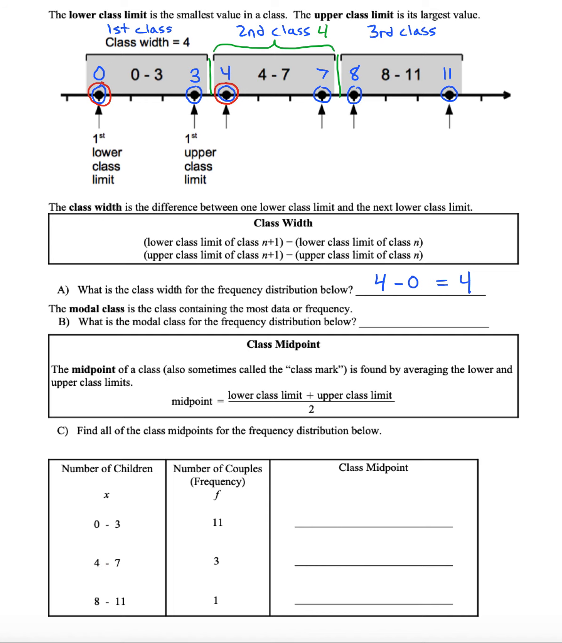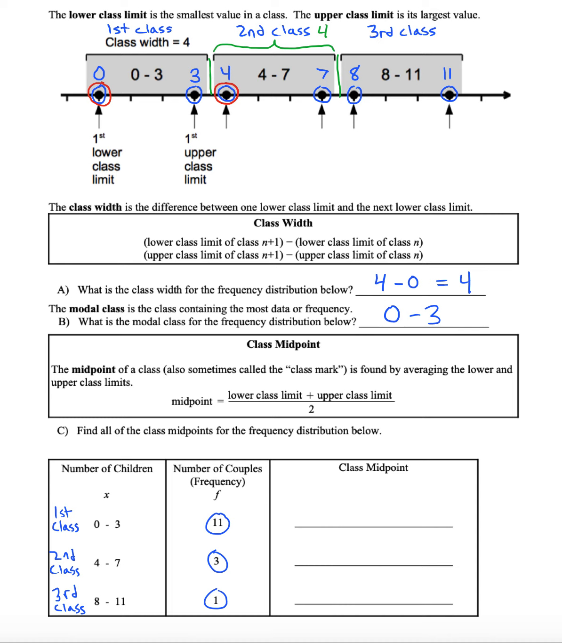The modal class is the class containing the most data. What would be the modal class for the frequency distribution below? Well, we can see here that the 0 to 3, which is the first class, has a frequency of 11. And that actually is the most. The second class only has a frequency of 3, and the third class has a frequency of 1. So the 11 is the largest frequency. So we just want to state our modal class using the lower to upper class limits.